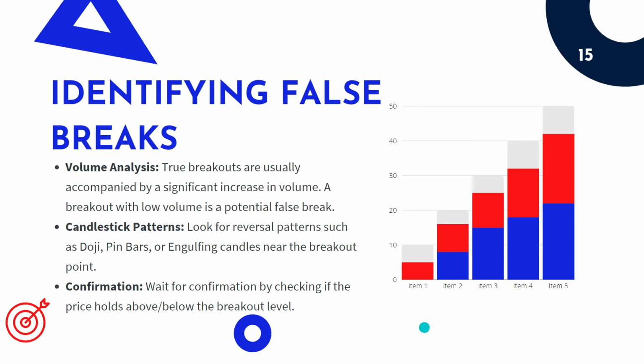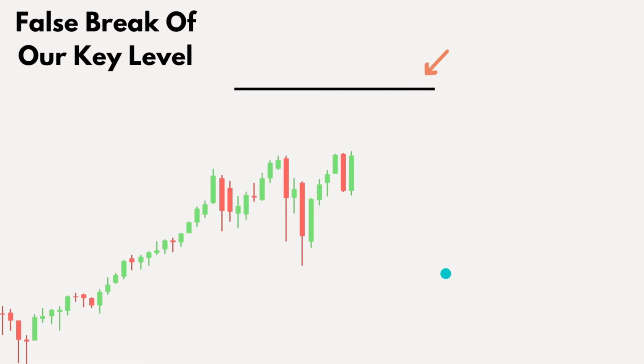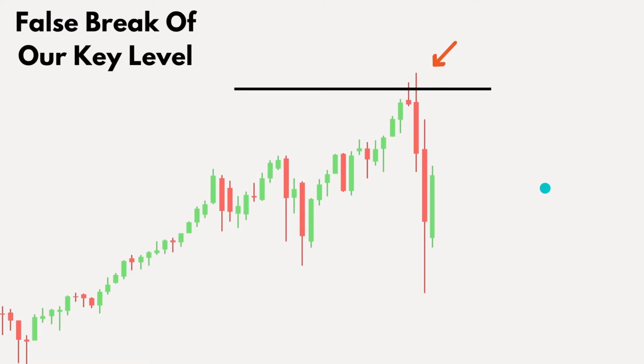Confirmation. Wait for confirmation by checking if the price holds above or below the breakout level. So we're looking for a candle to close over that key level. So a false breakout of our key level looks like this. We've got a line, right? We've got these wicks, and it does not close over.